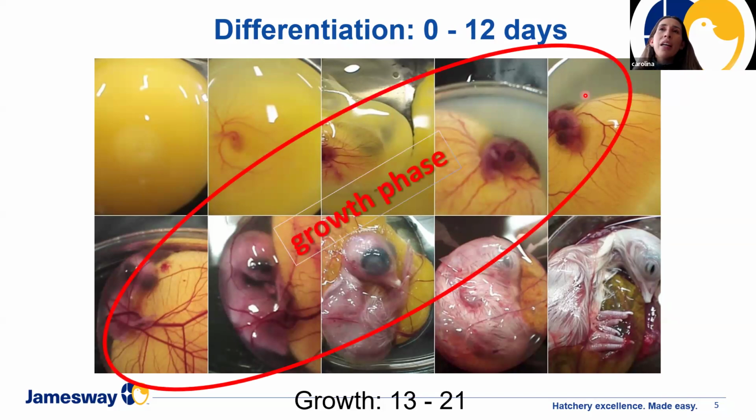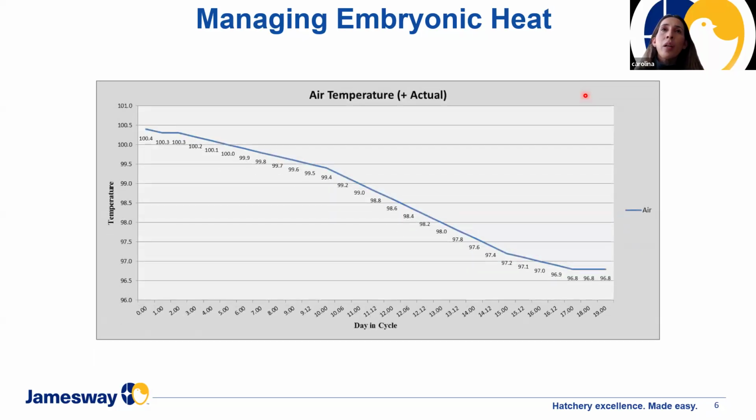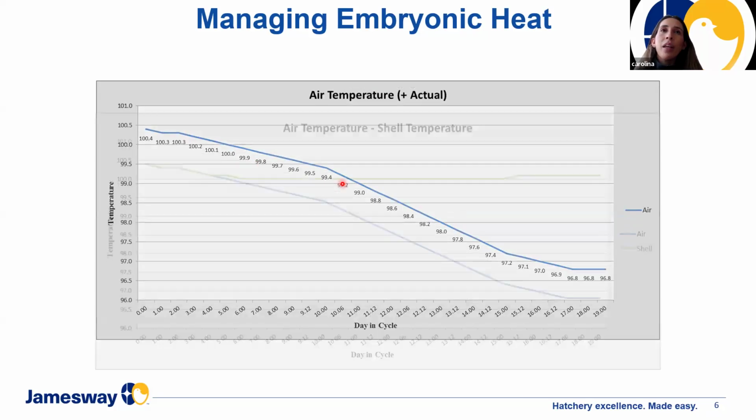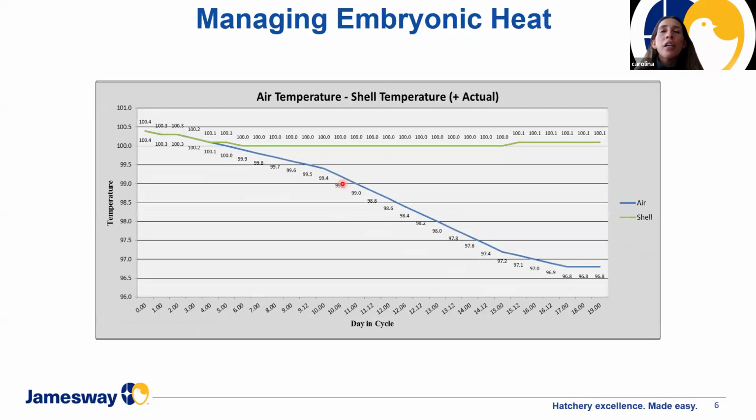The most delicate phase for overheating, in the majority of cases, is the growth phase, because that is the moment where the embryos are already exothermic and we need to cool them down. Again, talking about the three temperatures, the first one is air temperature, which is the machine set point temperature. The second one is the actual temperature, which is the one that we can measure.